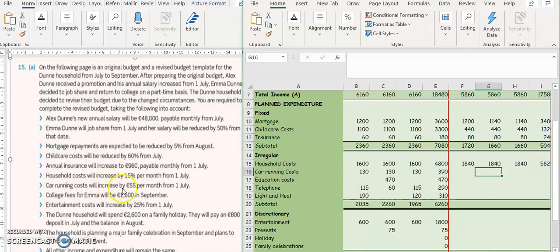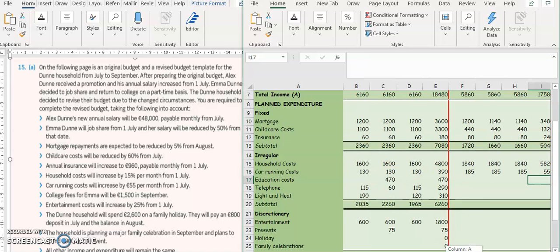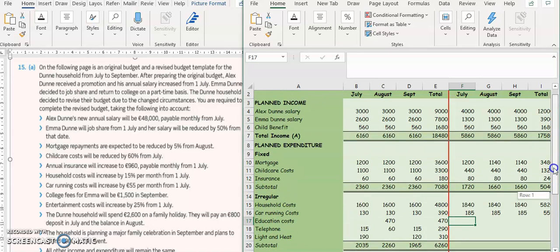So car running costs will increase by 55 euro per month. At the moment, car running costs are 130 per month. So 130 plus 55, because it's now increased by 55 euro per month, gives you 185. So now 185 goes in per month. College fees for Emma will be 1,500 in September. So for education, we're going to put in 1,500 in September.